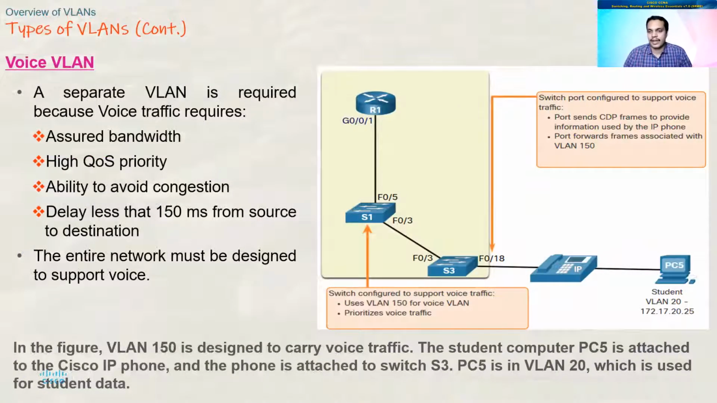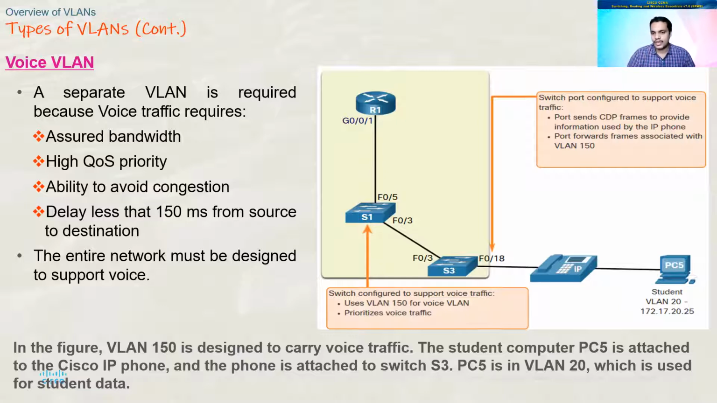Usually, when you set up a voice or IP phone, you need to set up a voice VLAN. The reason why we need to have a separate VLAN is voice traffic requires quality of service, that is high QoS priority, assured bandwidth, the ability to avoid congestion, and most importantly, the delay should be less than 150 milliseconds from source to destination. Thereby, when you want to implement a voice VLAN, the entire network must be designed to support voice.